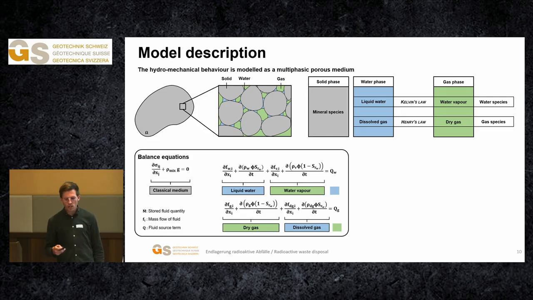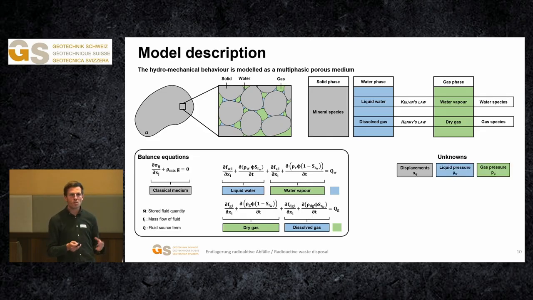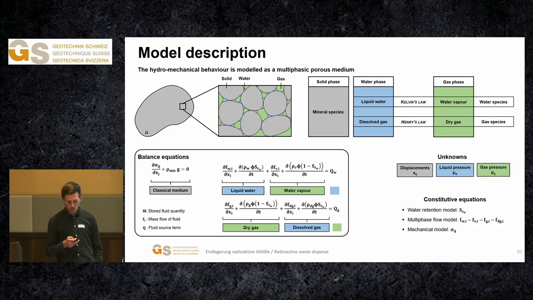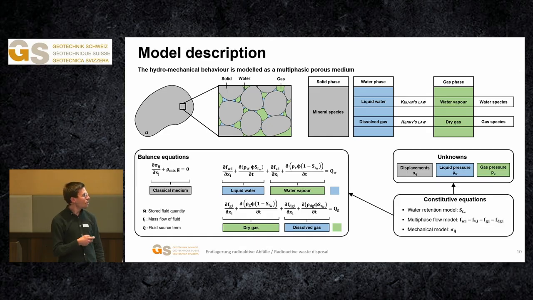And these equations include three main unknowns: the displacements and the water and gas pressures, and also dependent variables such as the degree of saturation, the fluxes, or the stress tensor, which can be expressed in the form of a constitutive equation. Finally, these constitutive equations are used to link the dependent variables to the main unknowns of the system in order to fully describe the behavior of the porous medium.